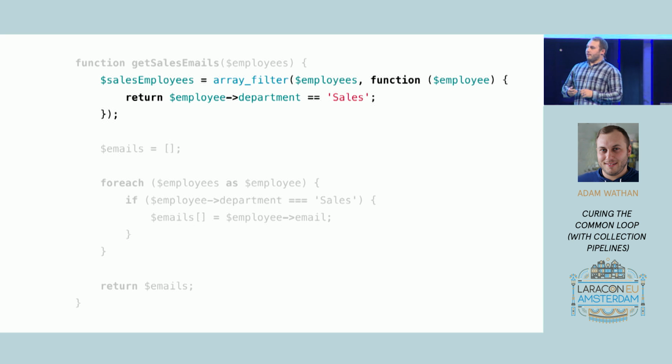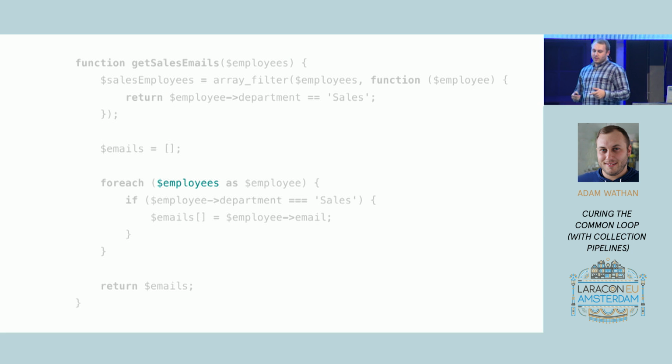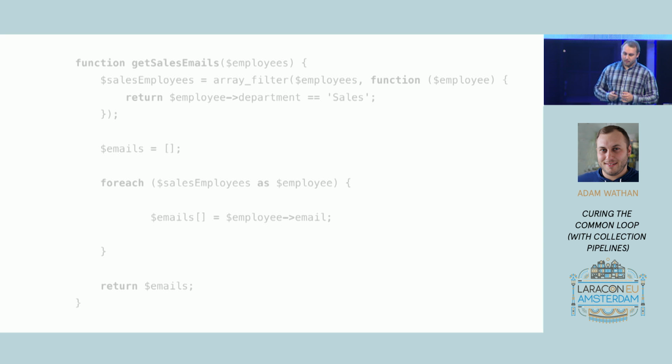So now we can filter out any employees who are not in the sales department, and now we have a list of sales employees that we're going to store in this new variable. And now if we look down at the code below, we can replace our reference to all of the employees with a reference to just the sales employees. And now this conditional becomes totally redundant because we already know that we're working with employees that are in the sales department, so it can go away.